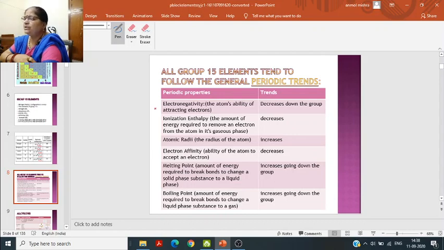It means in the group nitrogen is the most electronegative element, and you know that it is a non-metal. So non-metals have higher electronegativity and metals have higher electropositive character. So in the group, first, that is nitrogen, is electronegative, whereas bismuth is electropositive.